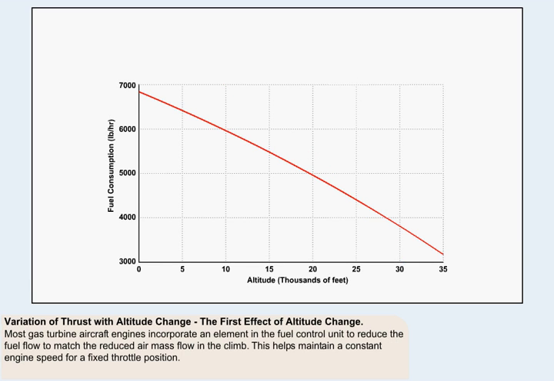Most sophisticated gas turbine engines, which are fitted in aircraft, incorporate an element in the fuel control unit to reduce the fuel flow to match the reduced air mass flow in the climb. This assists in maintaining a constant engine speed for a fixed throttle position.